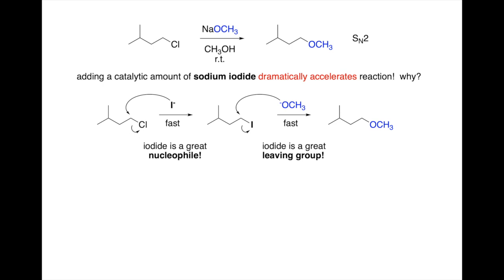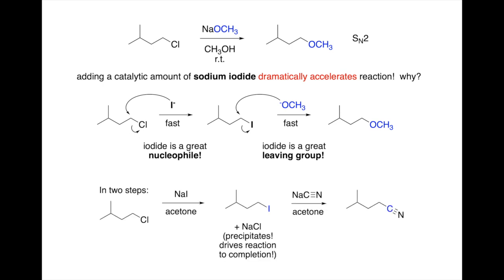But once it's done that, iodide is also a great leaving group, right? It's a stable anion on its own. It's not too basic. That carbon-iodide bond is very weak. And so it's a weird thing where it forces its way on, but then it's easily forced off. So great nucleophile, great leaving group. And so you're going to end up with iodide free to then go and re-enter the catalytic cycle.